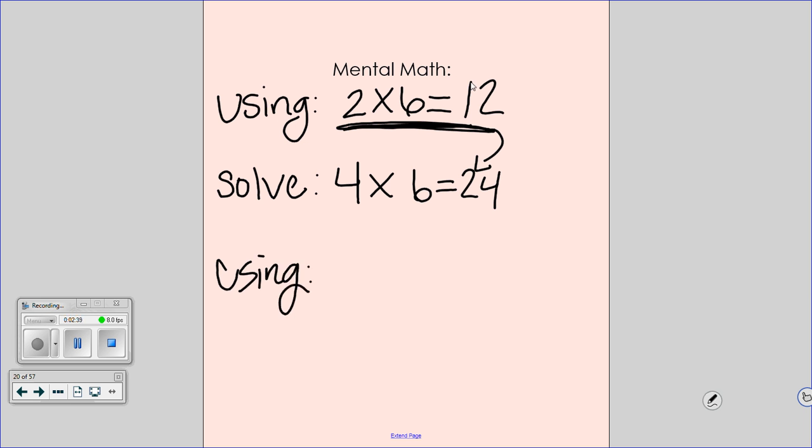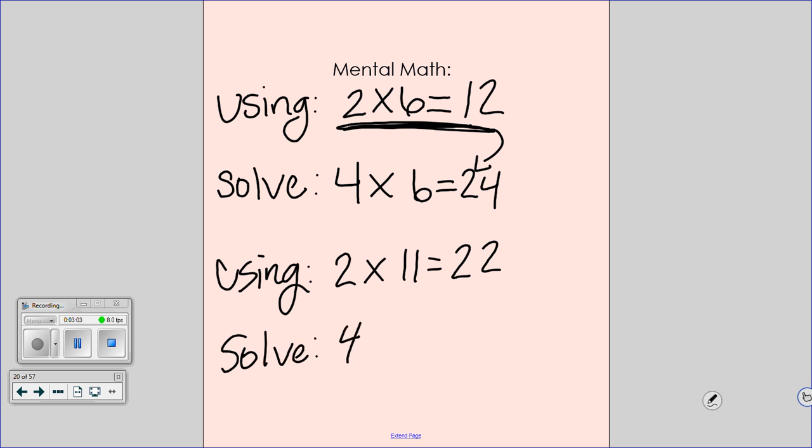2 times 11 is 22. I know that because 2 times 10 is 20, and if I add one more group of 2, I've gotten to 22. What must be 4 times 11? It's going to be 4 times 11. I'm giving you 2 times 11. How can you use that to figure out 4 times 11?